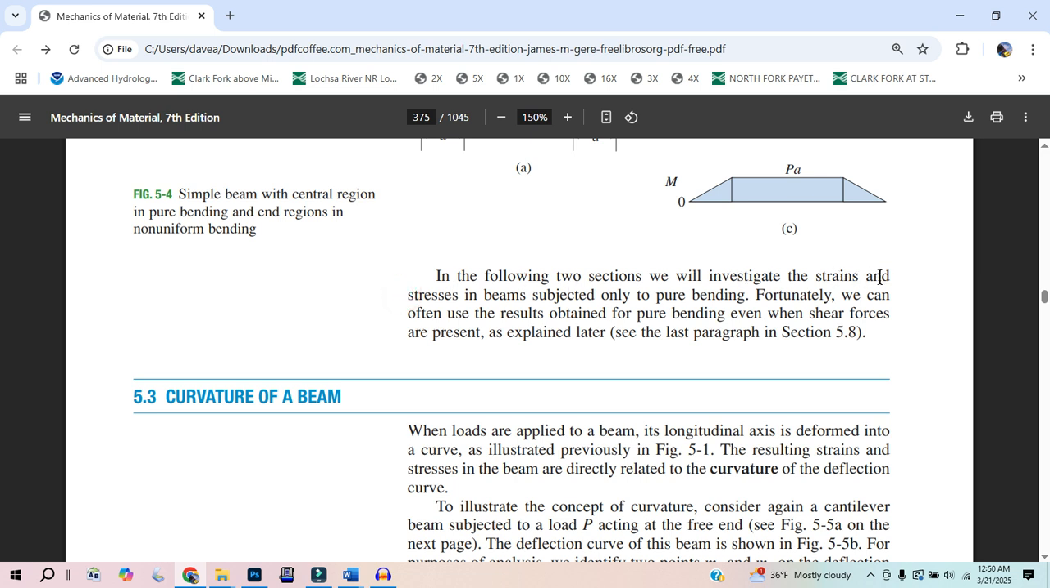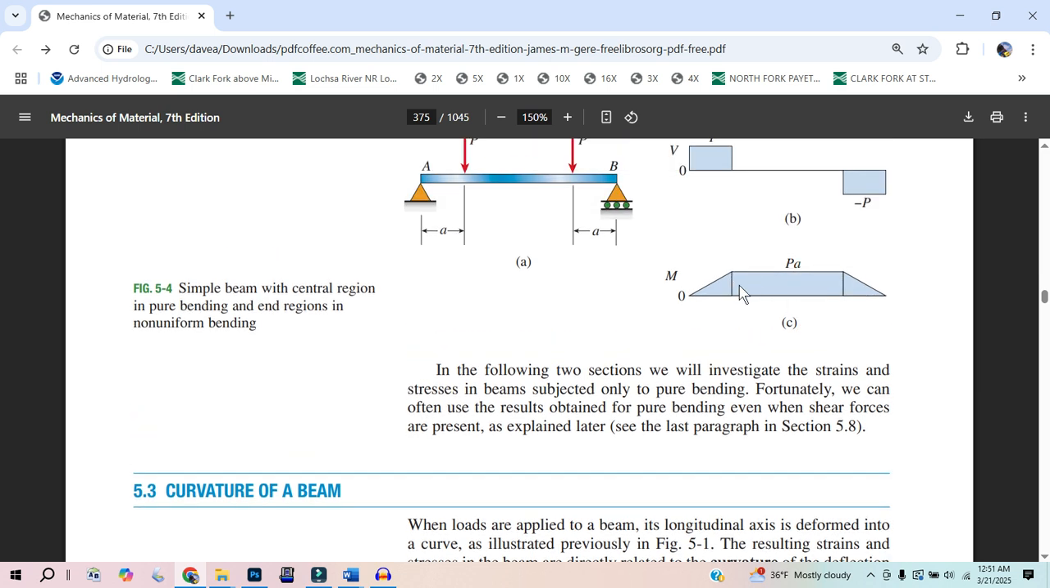So, strains, change in length, stresses and beams, subject only to pure bending. Fortunately, we can often use the results obtained for pure bending when shear forces are present, as explained later. Yep, so that gives you it. Even though we might have shear forces in areas of the beam, it doesn't really matter. You know what I mean? Bending moment dominates. And hopefully we explained that aspect.